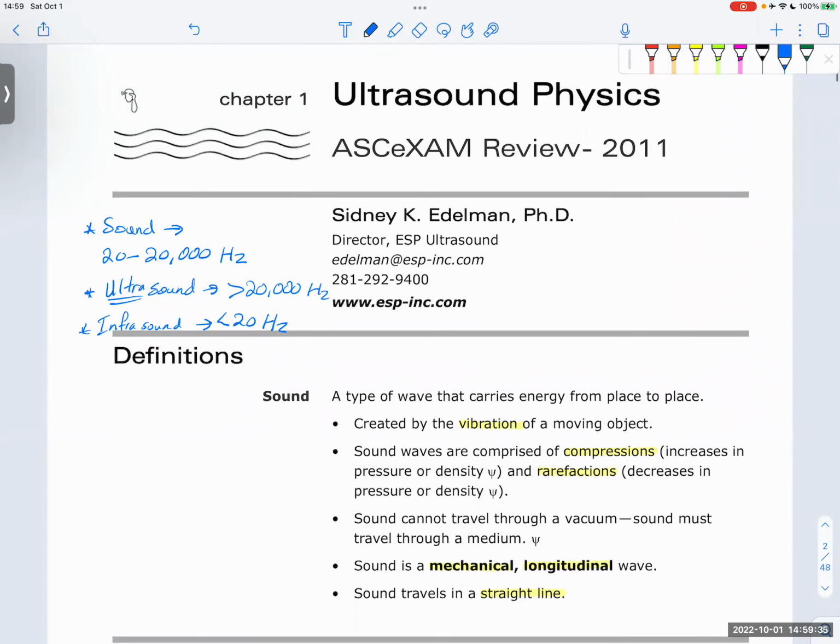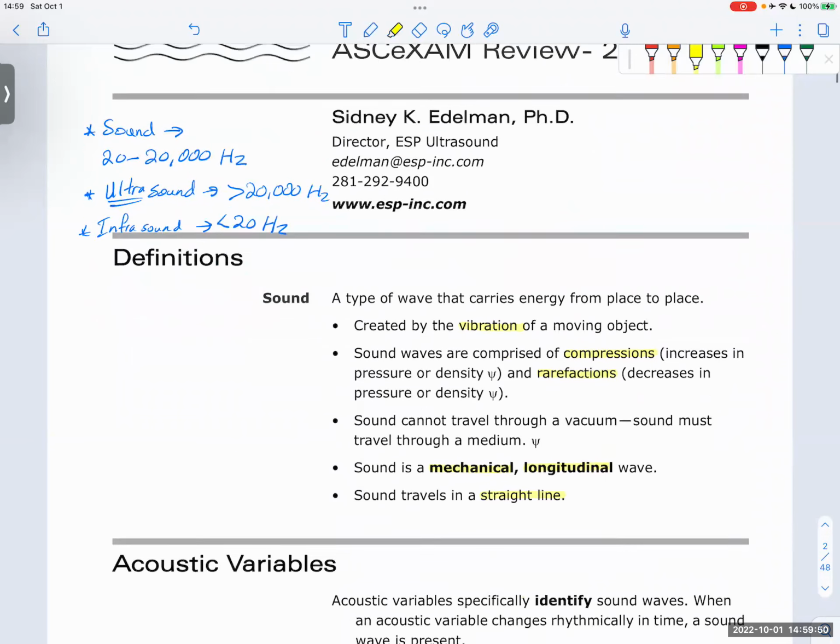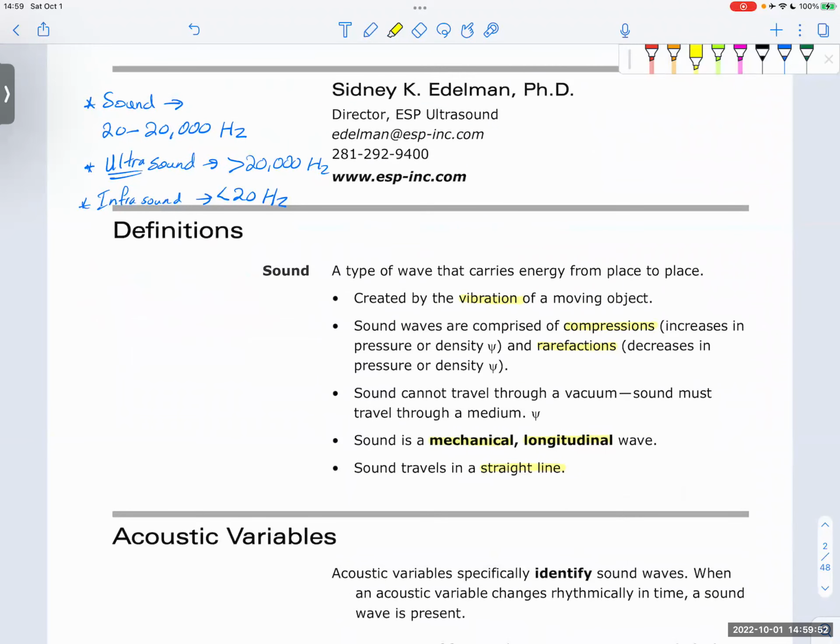So that is the basic definition of ultrasound. Anything we describe about sound wave applies to infra and ultrasound. So since we said sound wave is a type of mechanical energy, and it's a type of mechanical wave, and it's longitudinal, ultrasound would be the same. It's going to be a mechanical longitudinal wave.